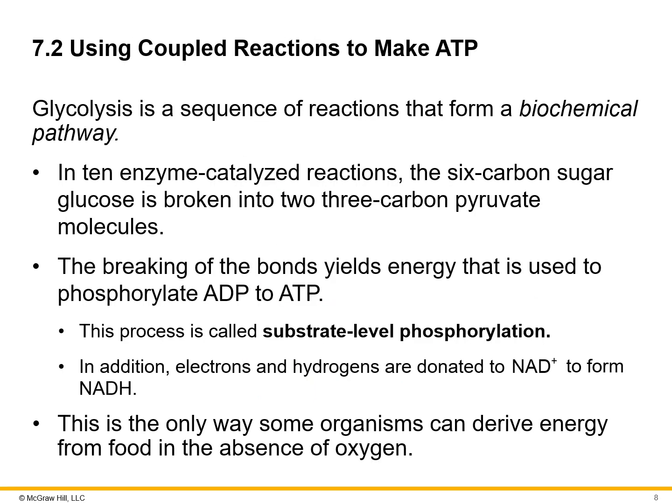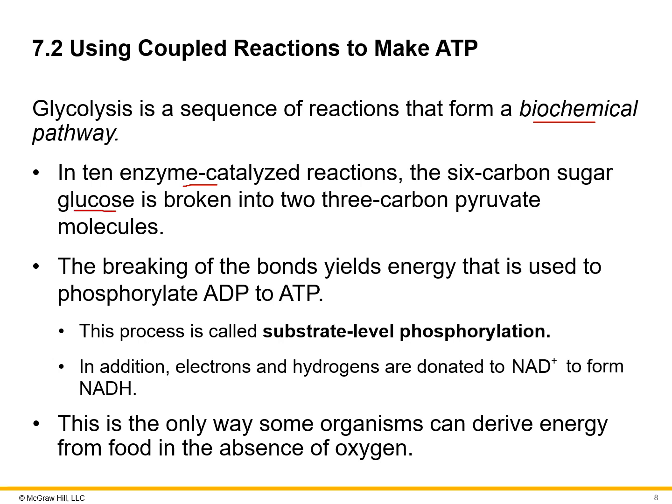All right, so then coupling these reactions. So glycolysis is a biochemical pathway, just meaning that there are multiple reactions. It's not just one step from glucose to pyruvate. It's a series of steps. All of them are catalyzed by an enzyme, so each reaction has a different enzyme.